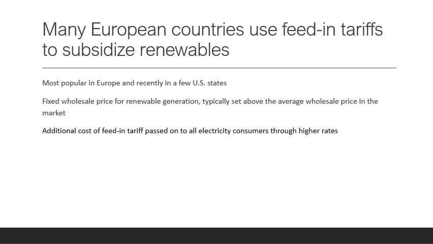Many European countries use what's known as a feed-in tariff to subsidize renewables. These are fixed wholesale prices for renewable generation, and they're typically set above the average wholesale price in the market. So if the coal plant produces electricity at $30 per megawatt hour, then the fixed feed-in tariff says, well, if you're producing from wind, then your price will be $40 per megawatt hour, for example. The additional costs of the feed-in tariff are passed on to electricity consumers through higher rates.